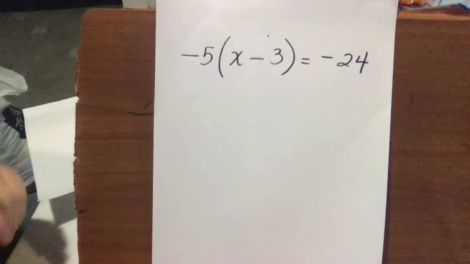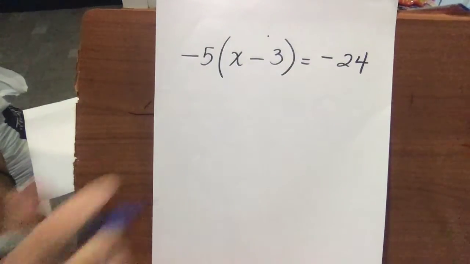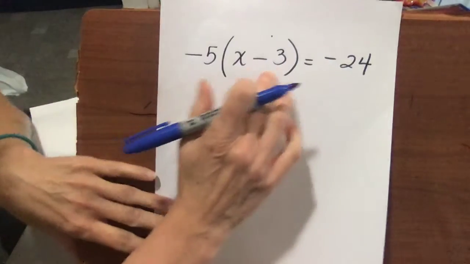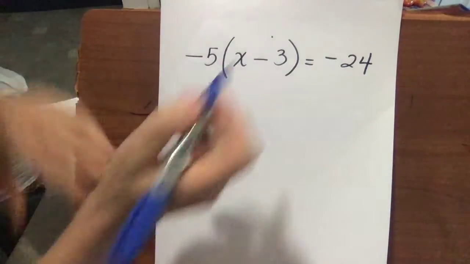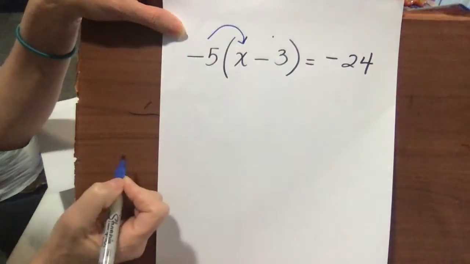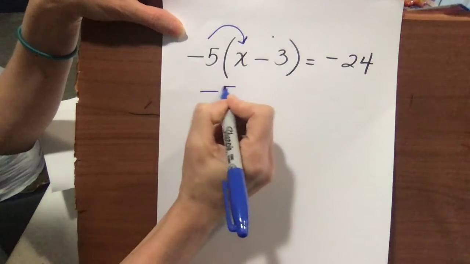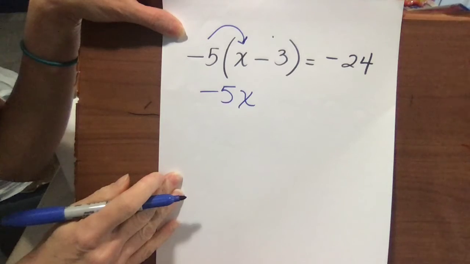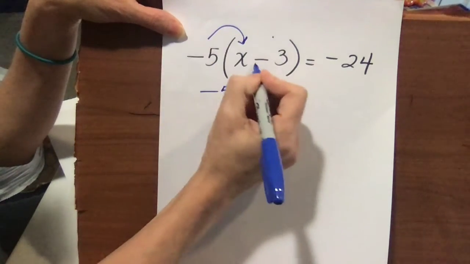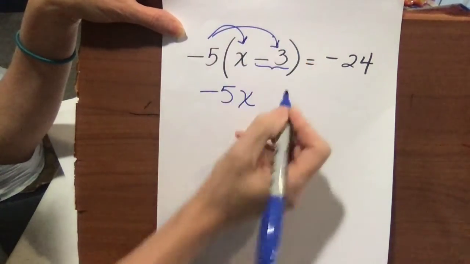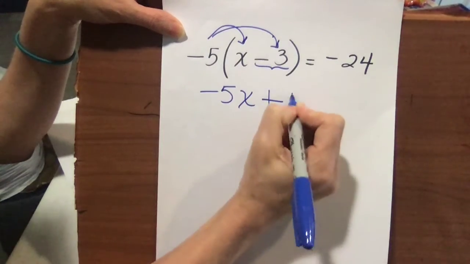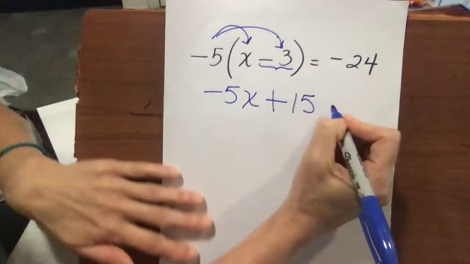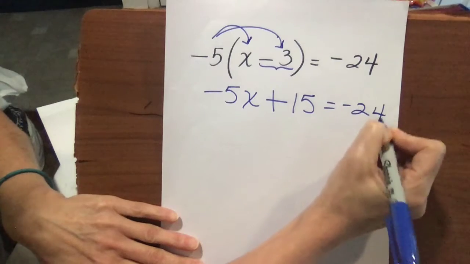All right, and we have 2 more problems to go, and this one is negative 5 times the quantity of x minus 3, and that equals negative 24. So we're going to multiply negative 5 by x, and we're going to get negative 5x. And we're going to multiply -5 by a -3. So that becomes positive, which is positive 15. And that equals -24 on the other side.